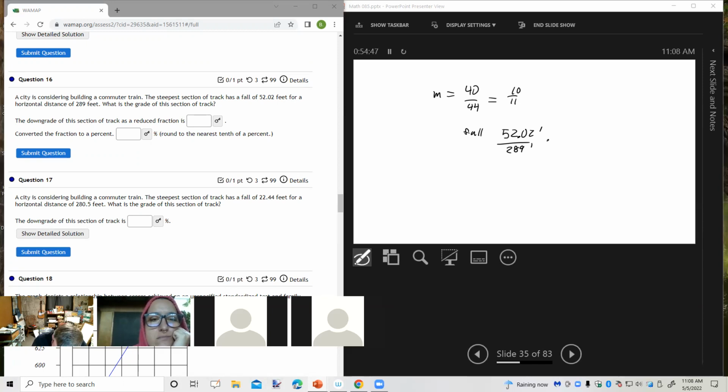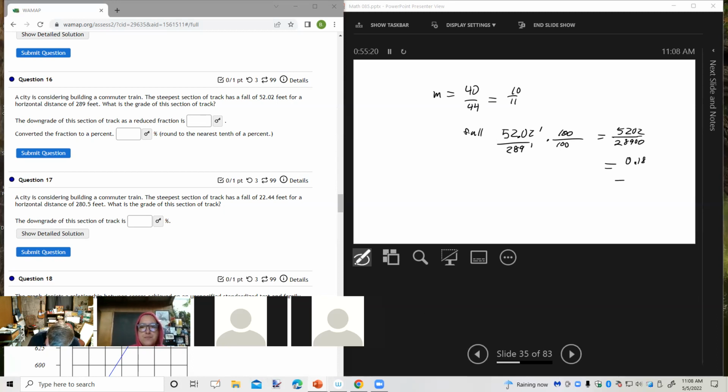Let's see. If we multiplied by 100 over 100, we get 5202 over 2890. Wow. Reducing that down, that's going to be messy. Let's see if I take 5202 divided by 2890. I think you need another 0 on the bottom there. I think you're right. Thank you. Okay. You know what? I get this. It does come out nicely as 0.18.